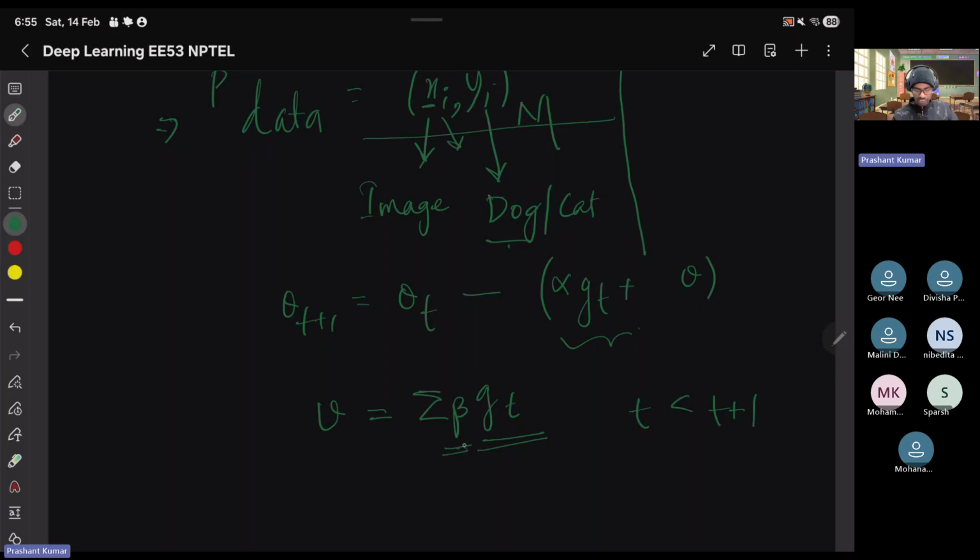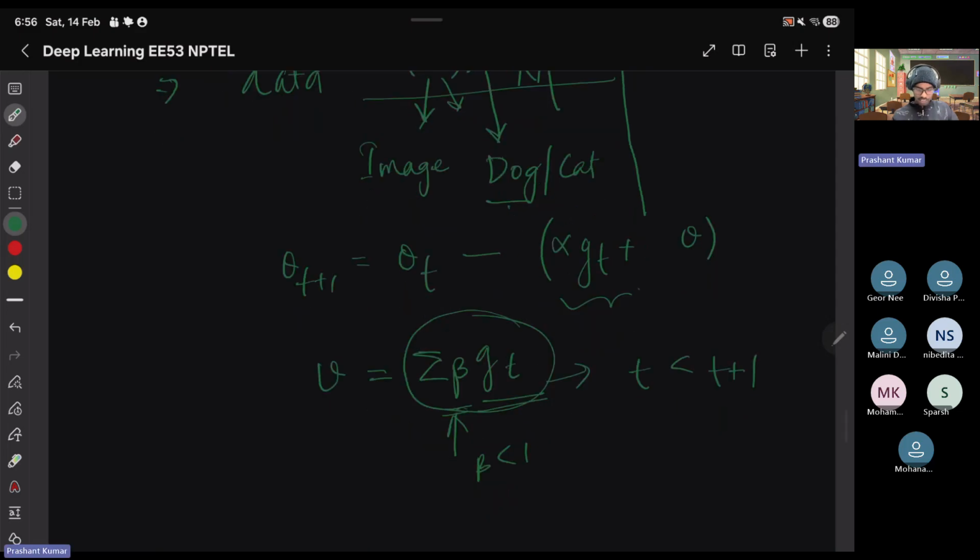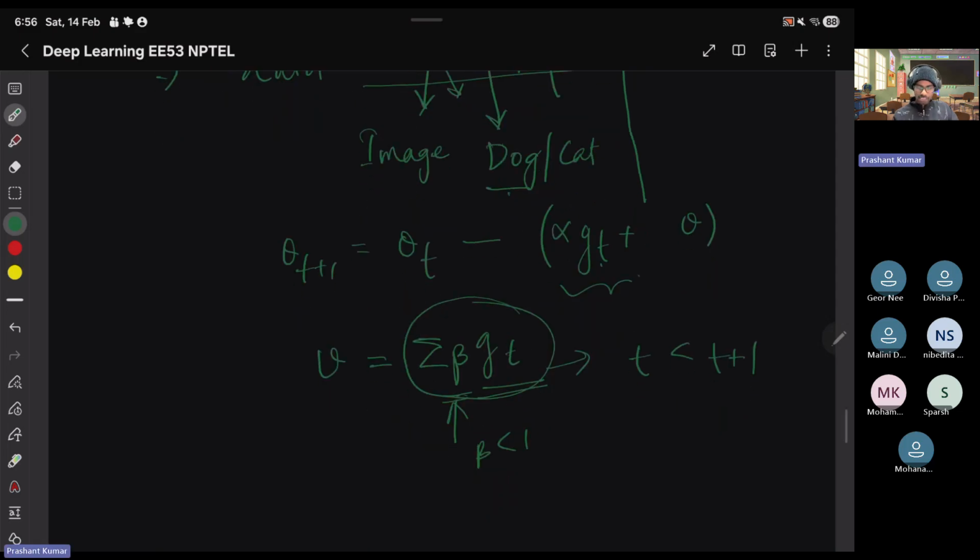It is only a part of the previous gradient, because you are taking beta where beta is less than 1. And this is called the momentum. So you are taking the current gradient and the sum of the previous gradients, and this is acting as momentum for your current gradient. It will hasten the training, and it will not fall into the local minima.